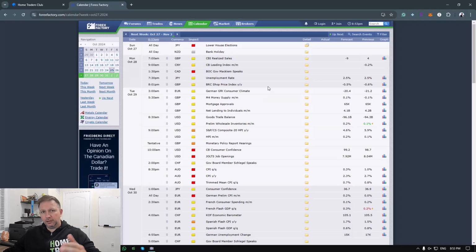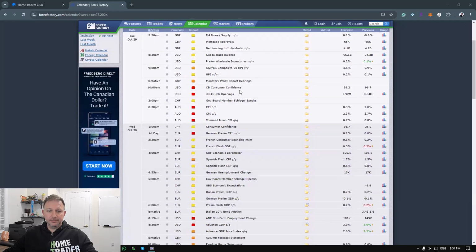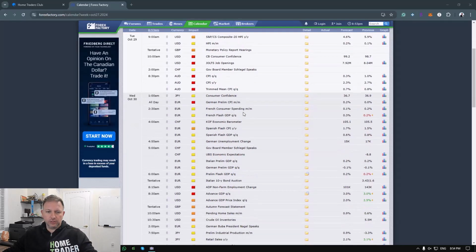Quick fundamental view before the charts. It's going to be a busy week, with the main event being the non-farm payrolls on Friday. But pay attention to the lower house elections in Japan, then a speech from the governor in Canada. Then we have the job openings and the consumer confidence in the US on Tuesday, and the CPI quarterly and annual in Australia. That could have direct impact on the Australian pairs, of course, not only.